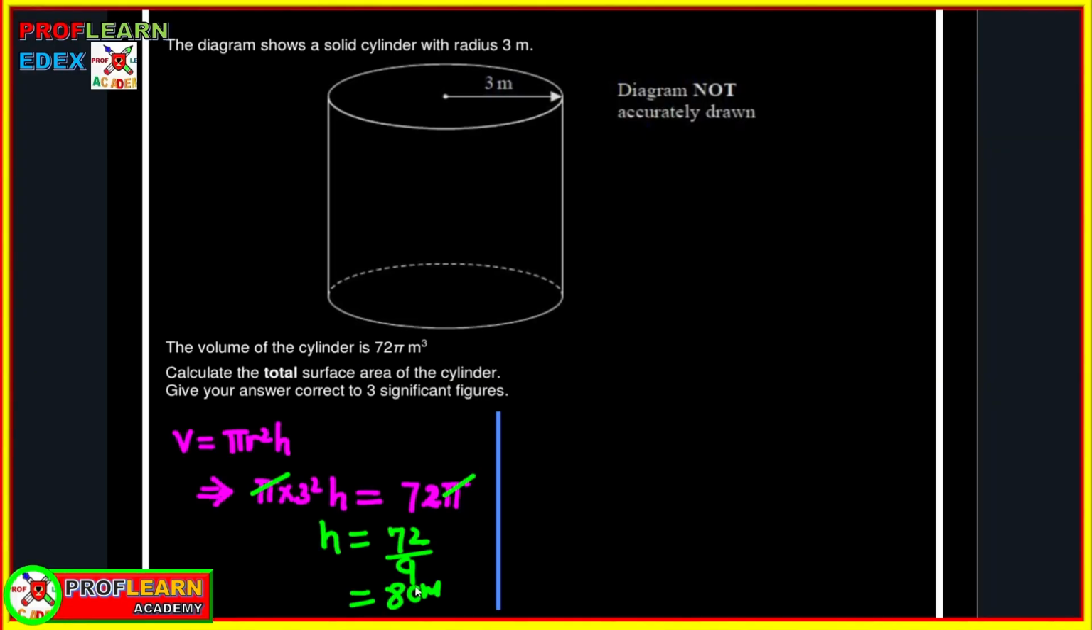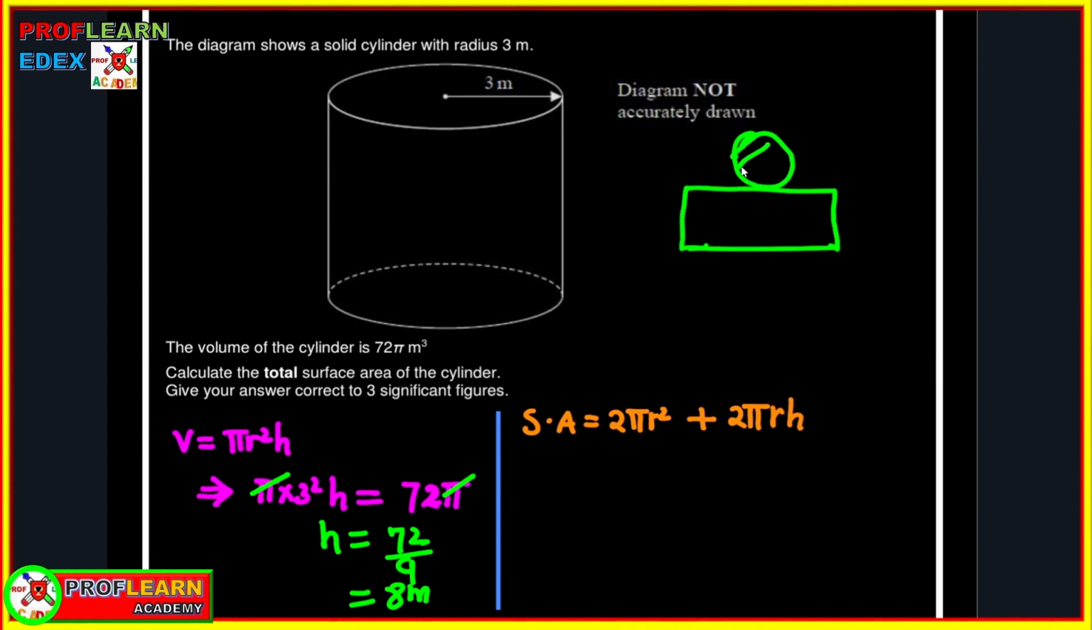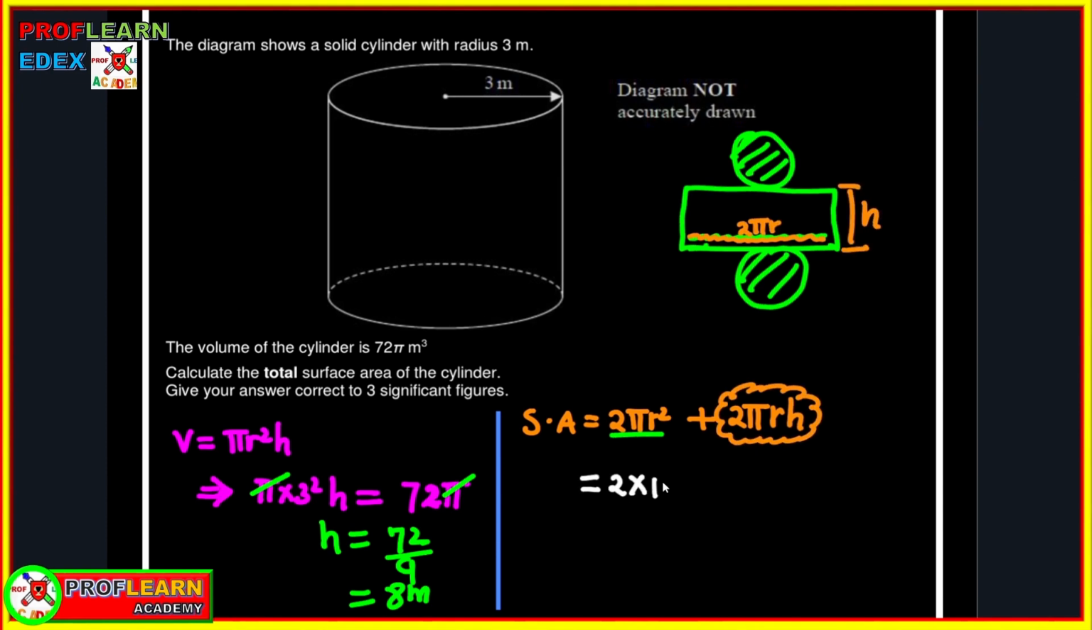All right, let's continue. Remember, surface area is the area of all the shapes. If we open up this cylinder, we shall have the top and bottom, and there are 2 of them, so we say pi r squared times 2. The curved part is going to be the circumference, 2 pi r, times the height h. So that's why we have this part here.